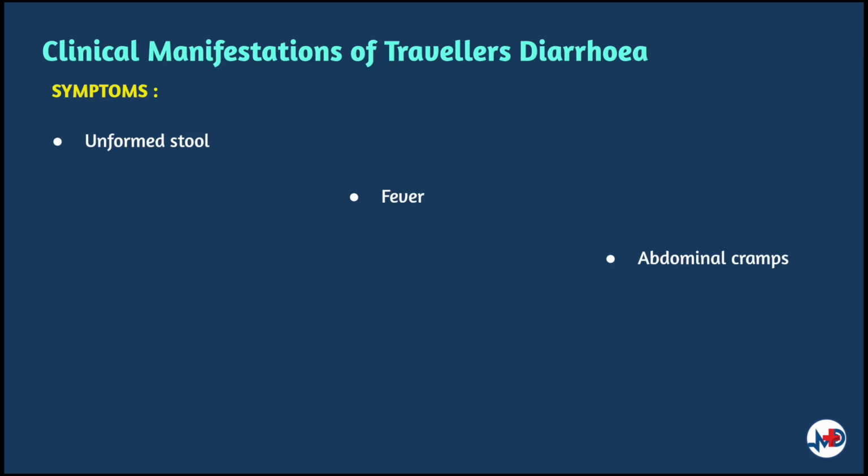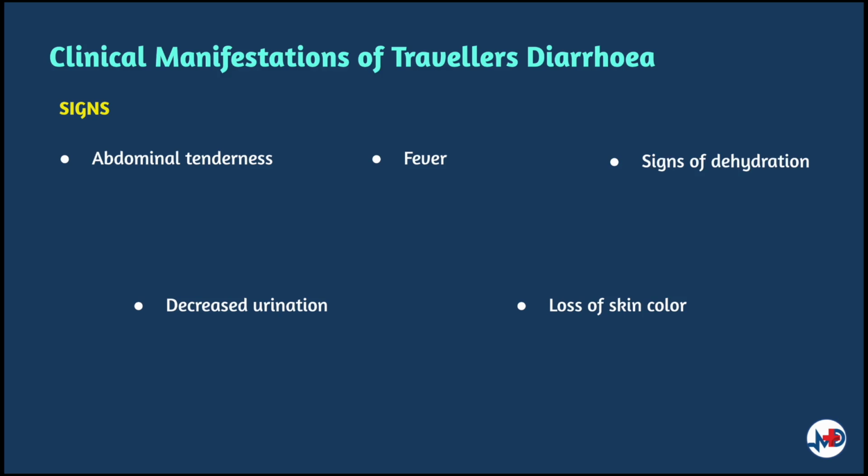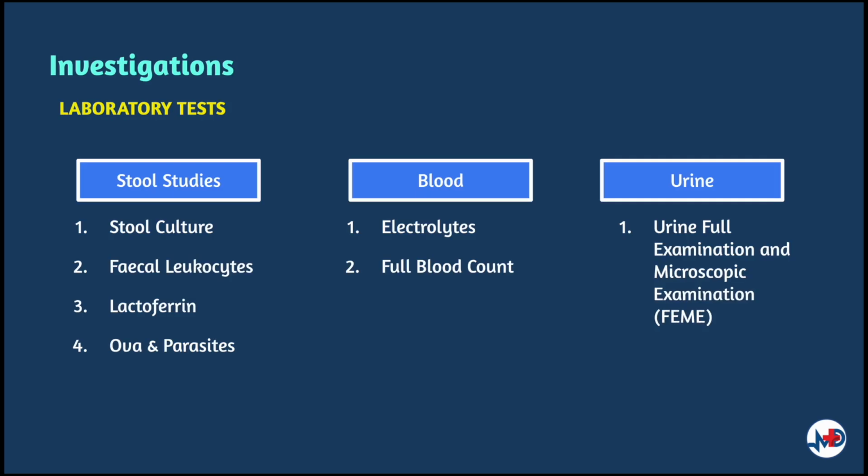Traveler's diarrhea is considered to be defined as 3 or more loose stools in 24 hours or a twofold increase from baseline bowel habits. Symptoms include formation of unformed stools, having fever, and abdominal cramps. Other signs to look out for would be abdominal tenderness, any signs of dehydration, presence of fever, as well as loss of skin color due to the changes in hydration status. Patients should be asked about any blood in their stool, fevers, or any associated symptoms as informed earlier.